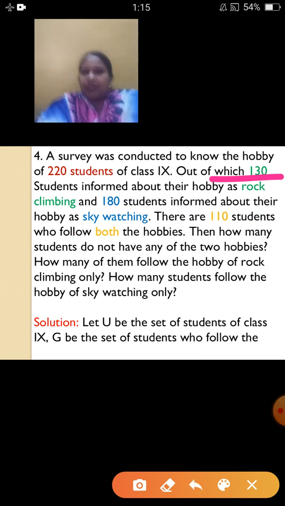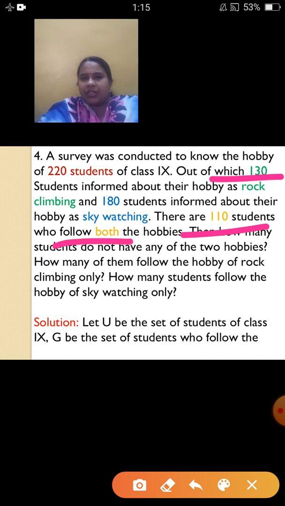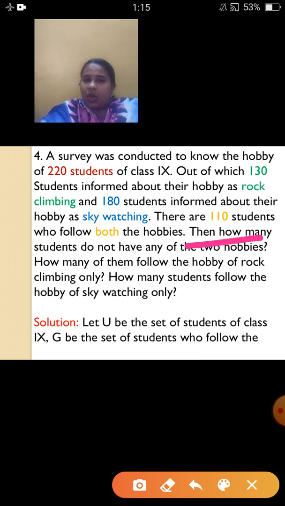Okay? Then 110 students who follow both the hobbies. Both the hobbies means intersection, right? Intersection of both the sets is how many? 110. Then there are so many questions asked. First one, how many students do not have any of the two hobbies? How many of them follow the hobby of rock climbing only? How many students follow the hobby of sky watching only? Now I've just read the question for you.